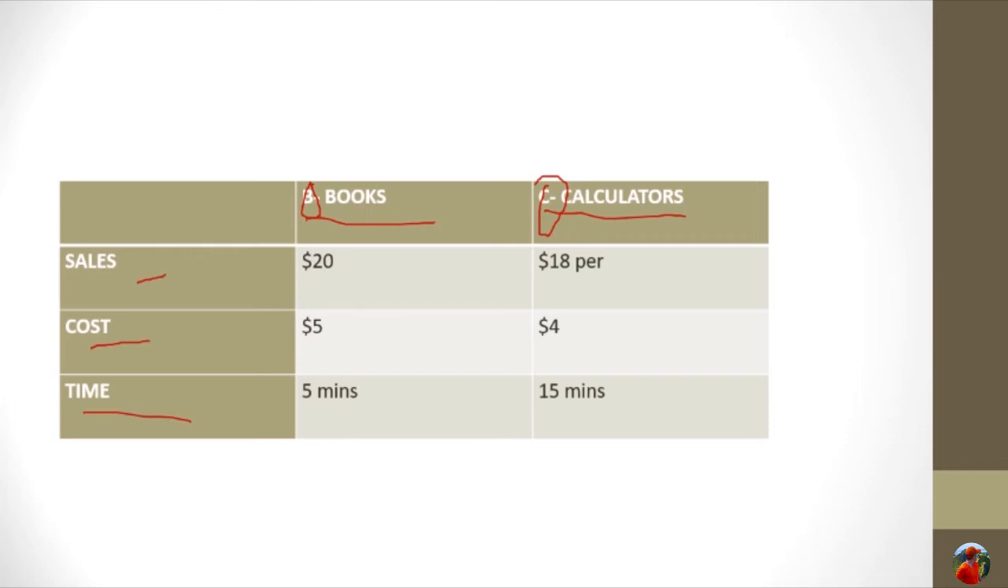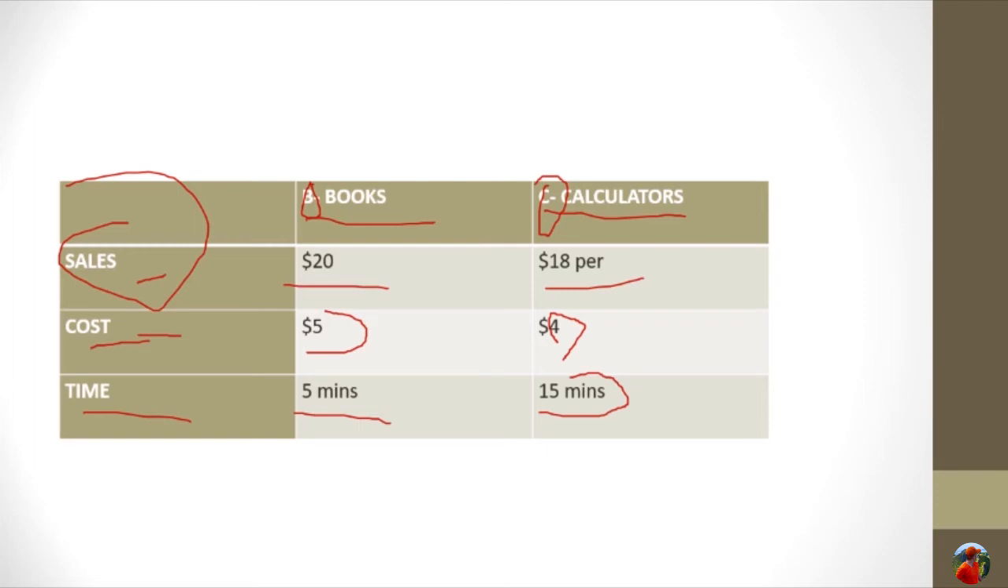A company receives in sales $20 per book and $18 per calculator. The cost per unit to manufacture each book is $5 and $4 for calculators. And it takes 5 minutes to produce a book and 15 minutes to produce a calculator. And our goal is to maximize the profit, or basically maximize the sales. We need to write two constraints and one objective function.